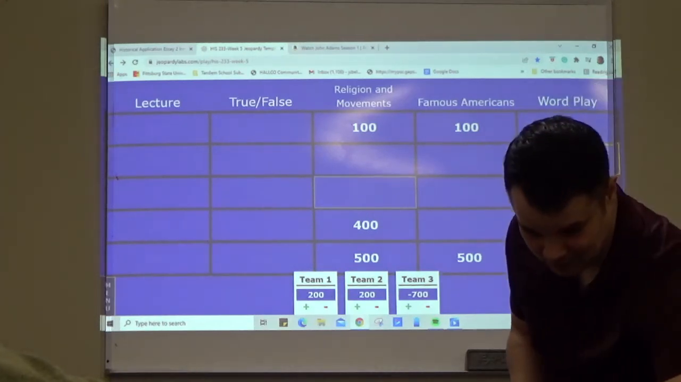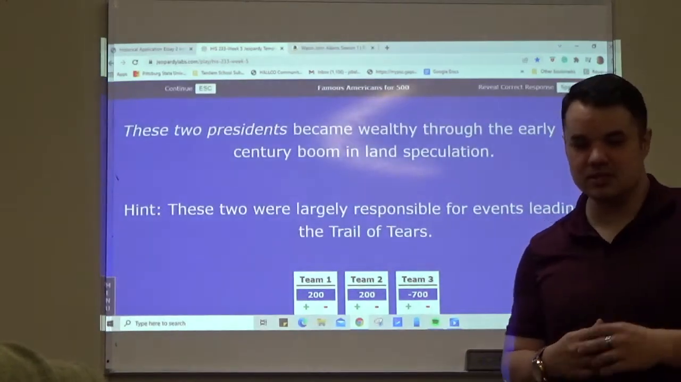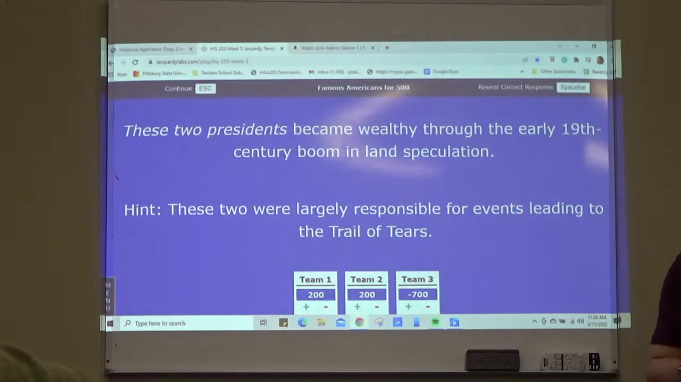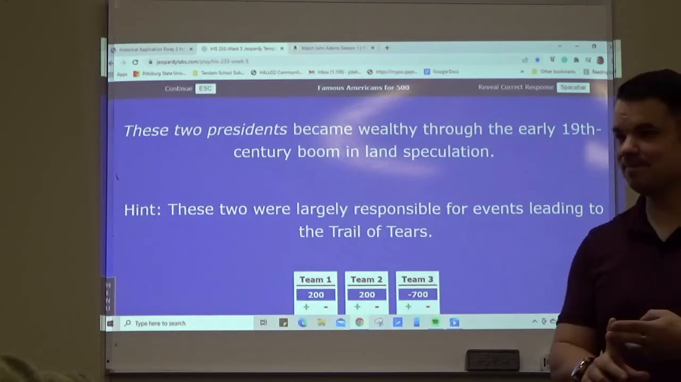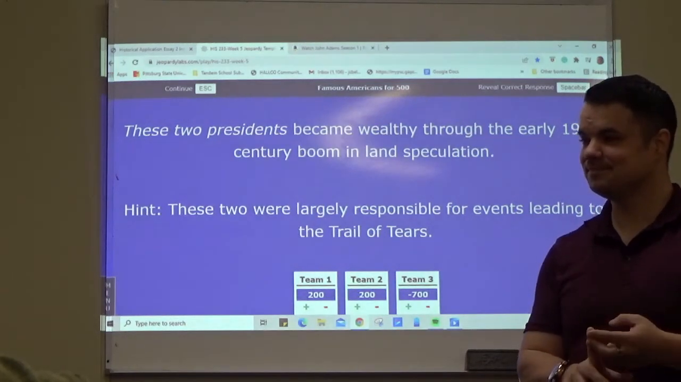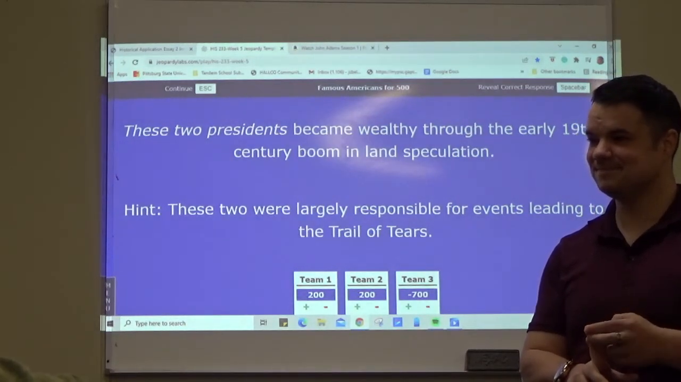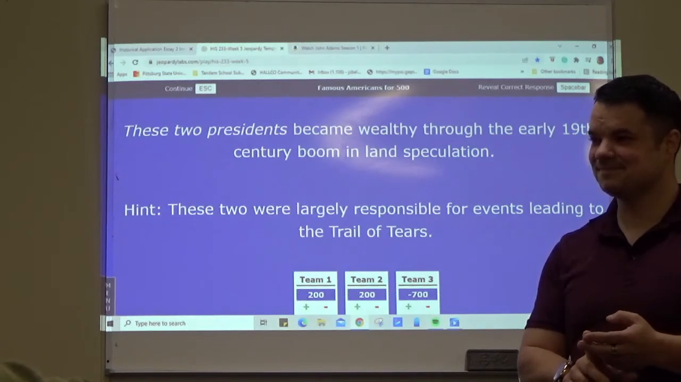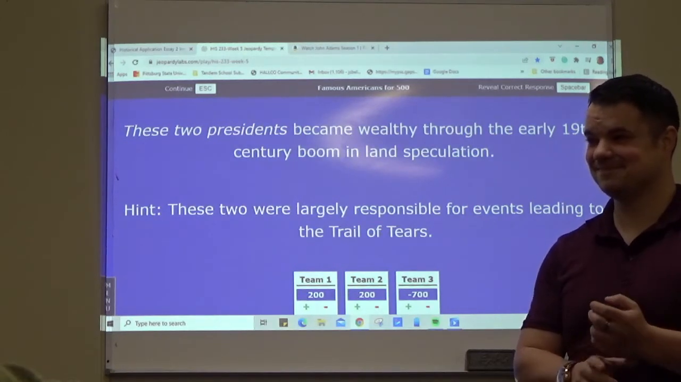Famous Americans, 500. These two presidents became wealthy through the early 19th century boom in land speculation. These two were largely responsible for the events leading to the Trail of Tears. I want to say Andrew Jackson. There's two. I feel like I know the names, but I can't. I just did this like 2 days ago.